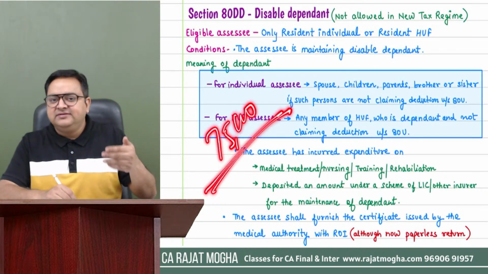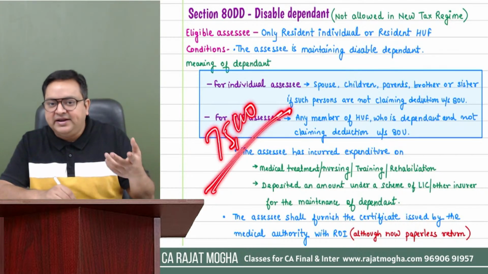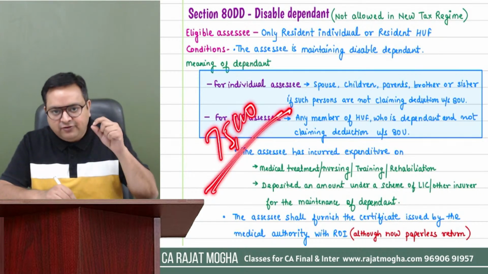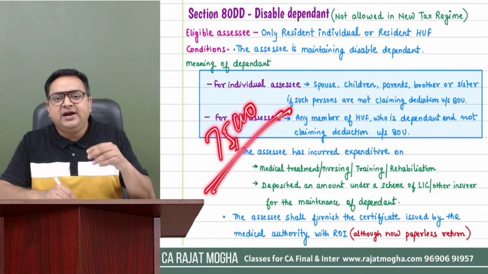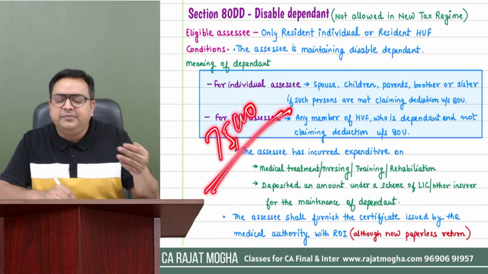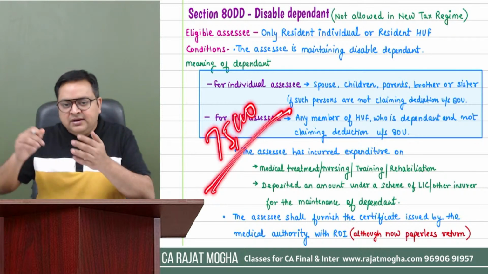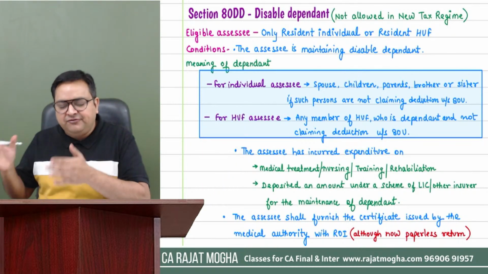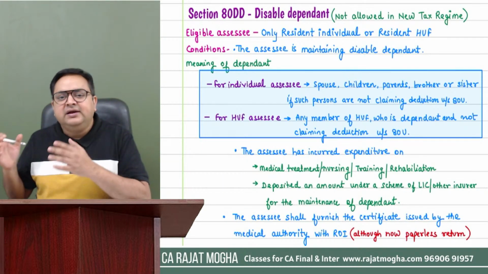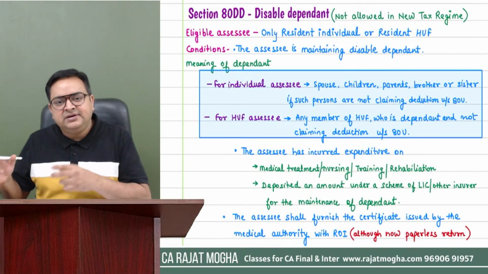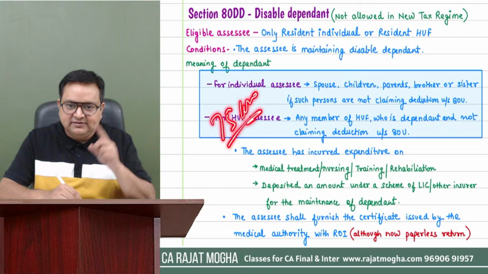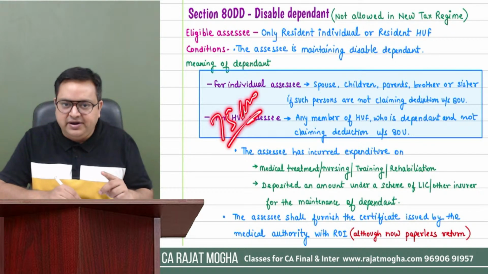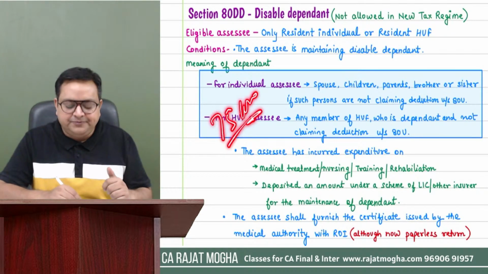Now we understand these returns are paperless returns. We don't have to attach anything. But yes, we have to give details in the return about that certificate. We have to get a certificate from a government medical authority that this person is suffering with such disability. In that case, if we are maintaining that person, then we can get a flat deduction of 75,000. You have to get the certificate from the prescribed medical authority, generally the chief medical officer.